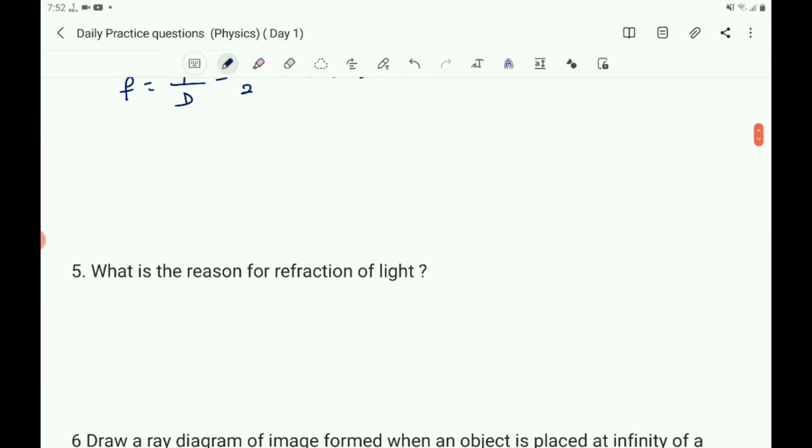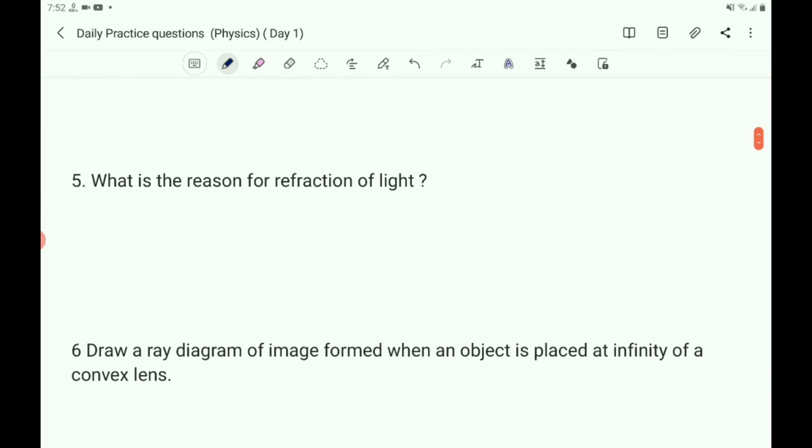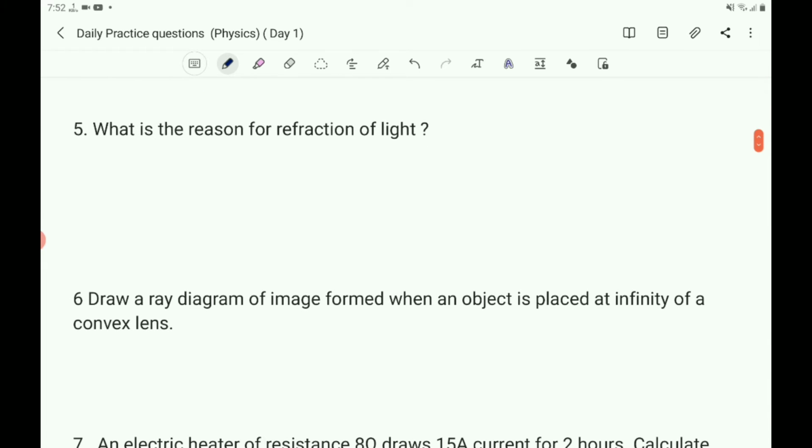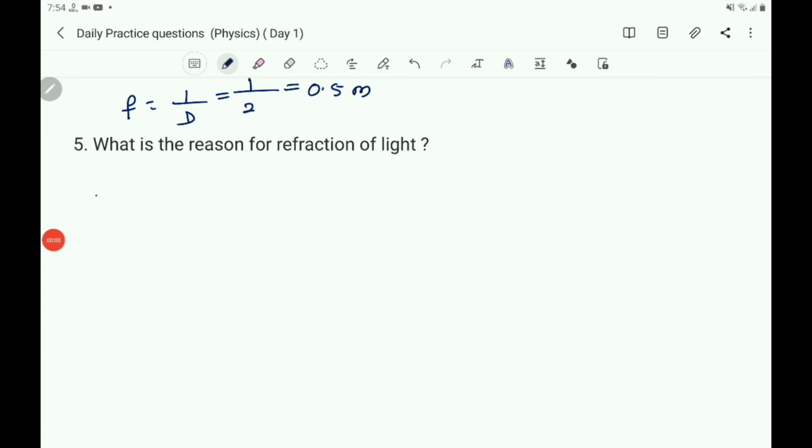Next, what is the reason for refraction of light? You know that refraction of light takes place when light travels from one medium to another medium. Light travels with different speeds in different media. The bending or refraction of light occurs due to the change in the speed of light as it passes from one medium to another medium.